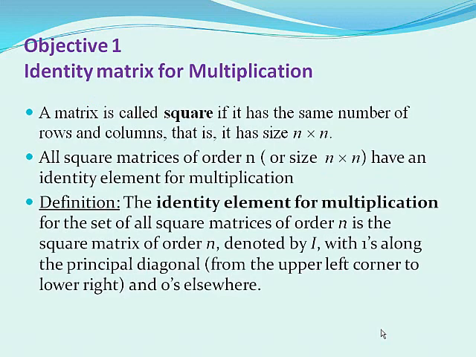Identity matrix for multiplication. A matrix is called a square matrix if it has the same number of rows and columns. All square matrices of order n have an identity element for multiplication. The identity element for multiplication for the set of all square matrices of order n is the square matrix of order n, denoted by I, with ones along the principal diagonal and zeros elsewhere.